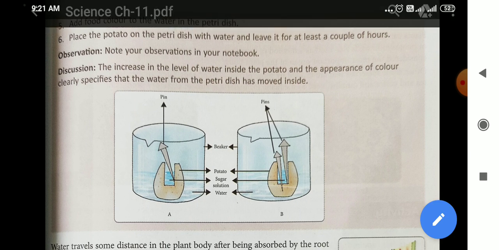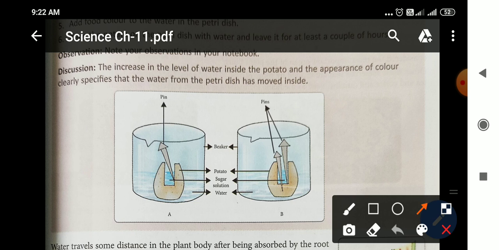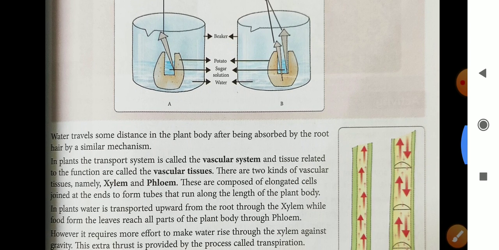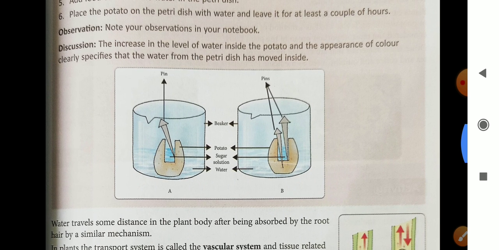So here you can see this is potato which is in the form of bowl, and inside the potato there is sugar solution. This is petri dish where the water is there with some color. Now what we will observe is that water travels some distance in the potato.